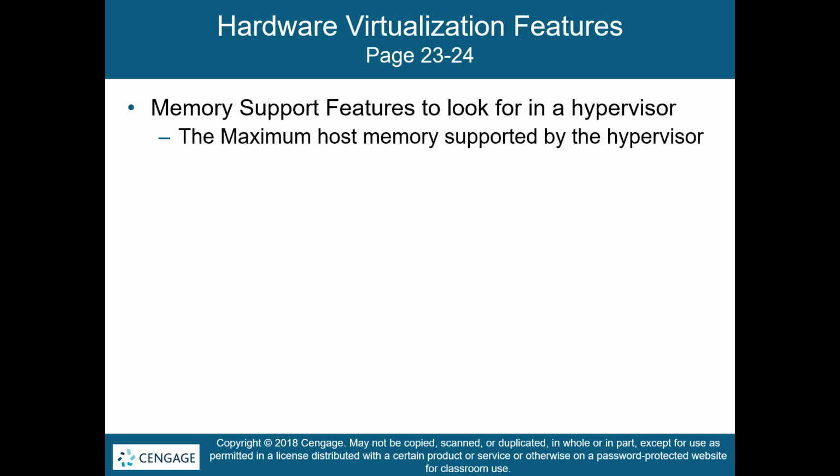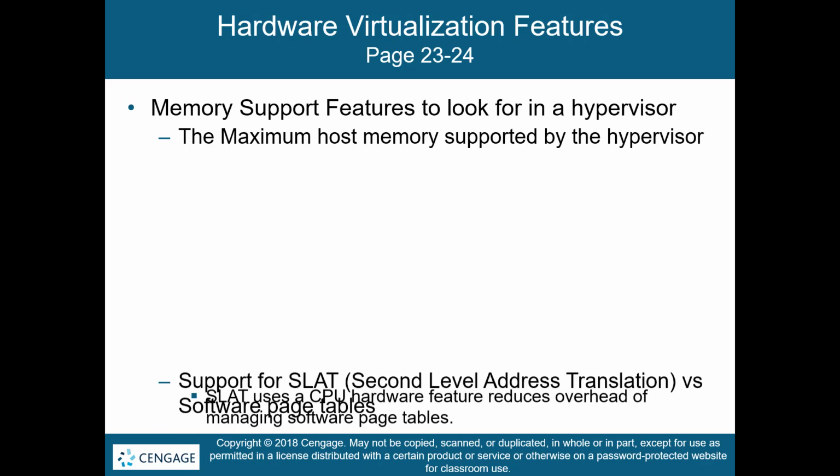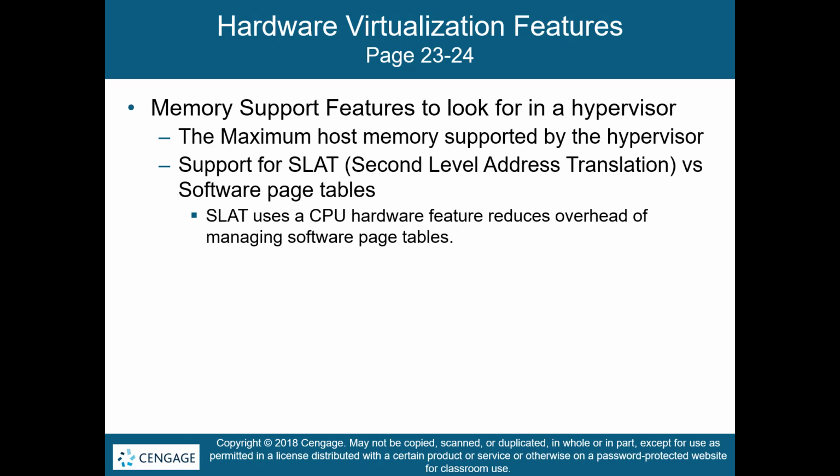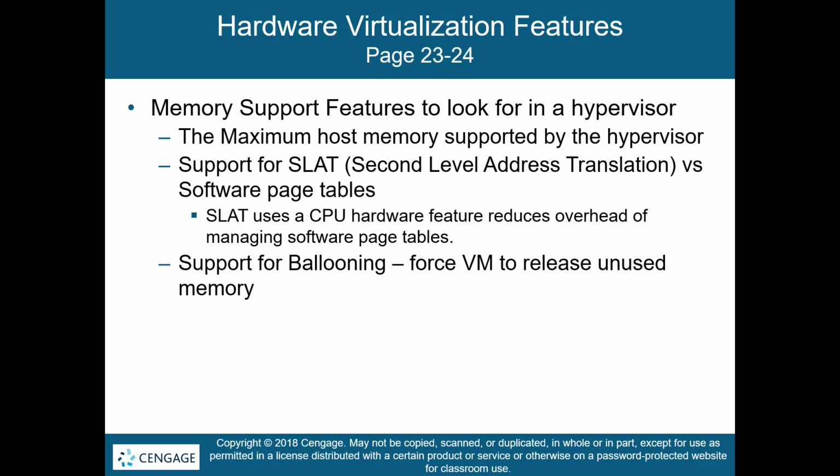Memory support features are also something we want to be aware of. First of all is how much memory the hypervisor can support in the host computer. It's particularly important when you're dealing with type 1 hypervisors, where you may want to support a terabyte of memory. Next, support for second level address translation, as compared to software page tables. SLAT uses a CPU hardware feature which reduces the overall managing time of the software page table, so you'll get better performance with SLAT.